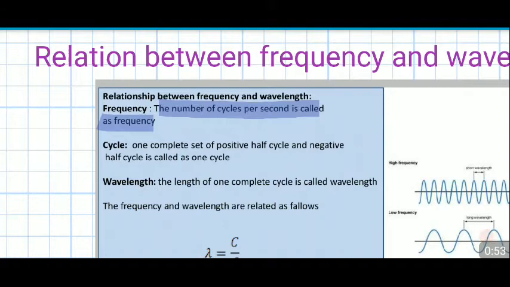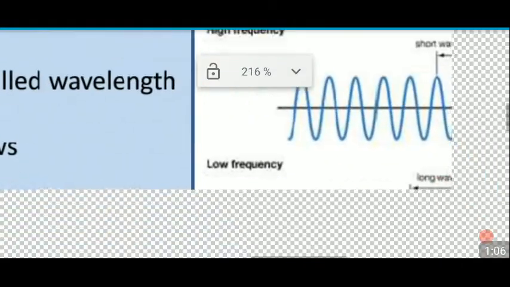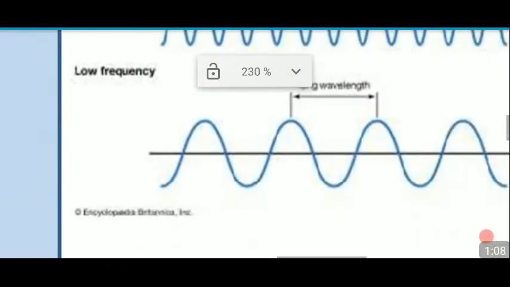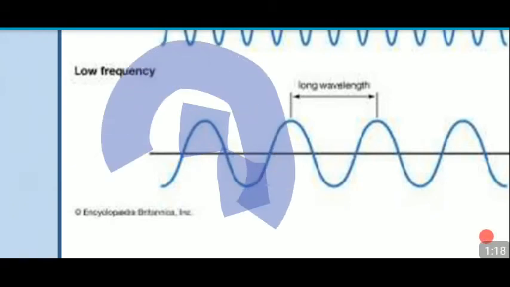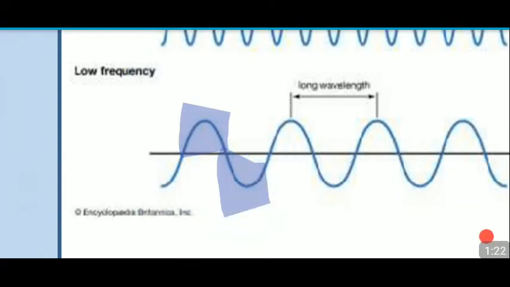Okay, fine. So what do you mean by a cycle? One complete set of a positive half cycle and a negative half cycle is called one cycle. So let us understand one cycle. In this diagram we can understand better. One complete positive half cycle and one complete negative half cycle put together is called one complete cycle.